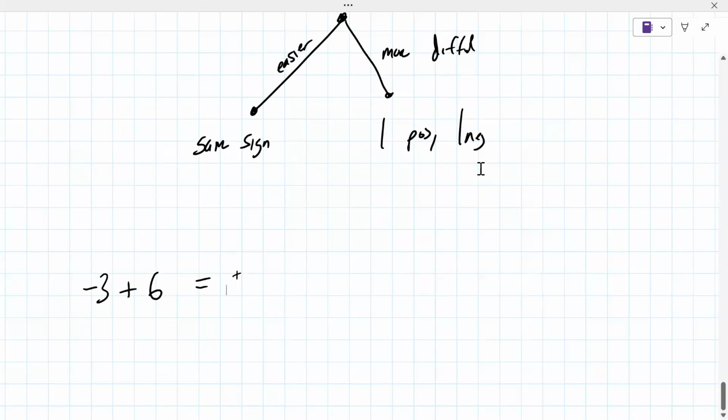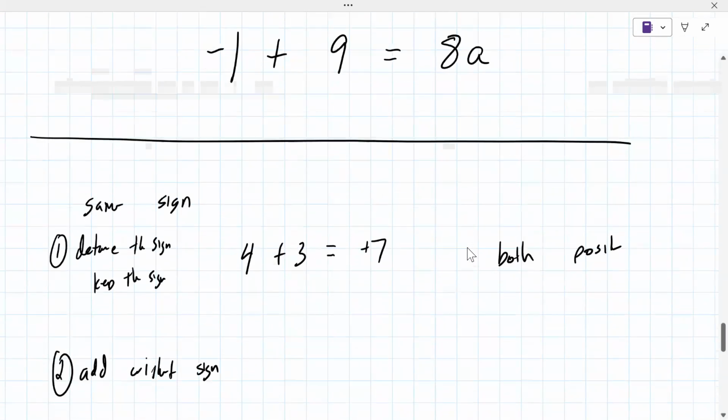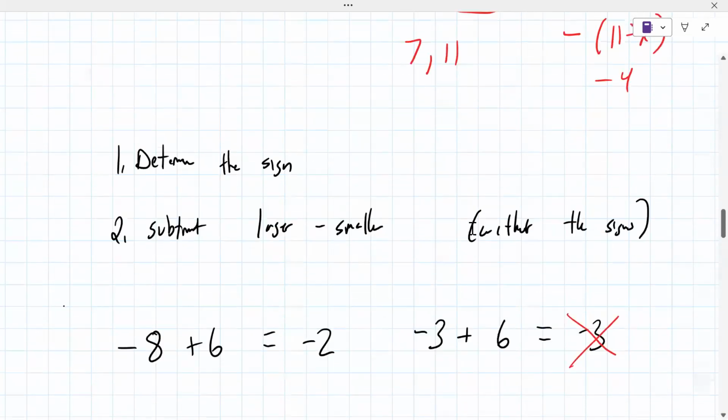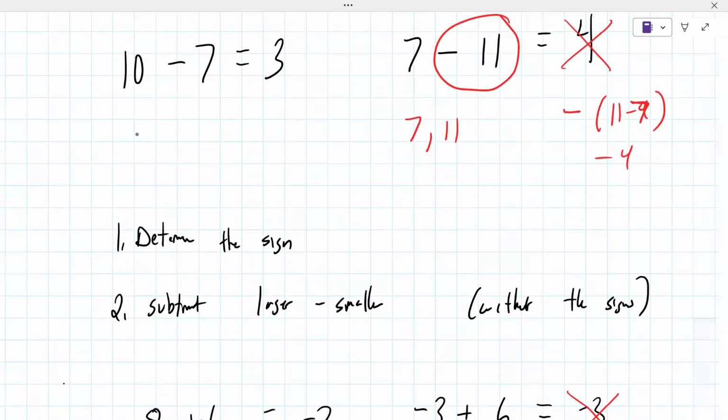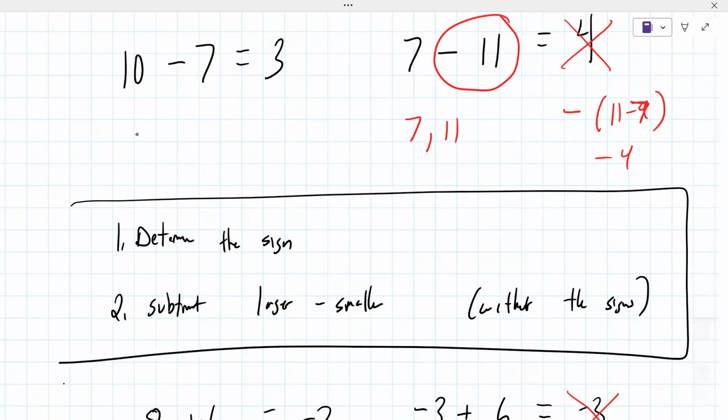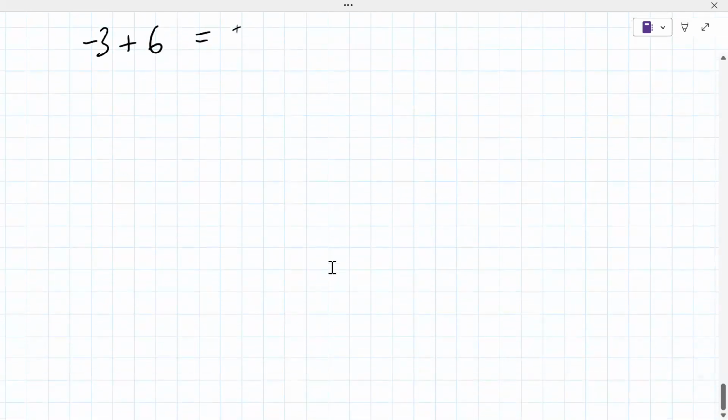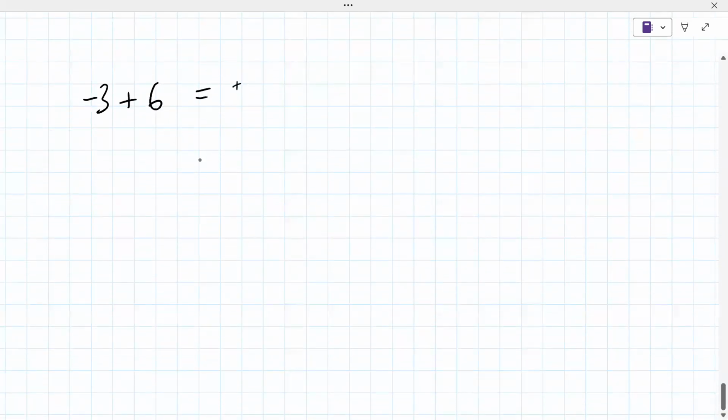One positive, one negative. Did you write this down anywhere? Okay, these are the rules for opposite in sign. What is the first rule? Determine the sign. Okay, and you did that. Then what does it say? Subtract larger minus the smaller without the sign. Did you subtract? No. Okay, so it'd be positive 3. Yes, all right, good.